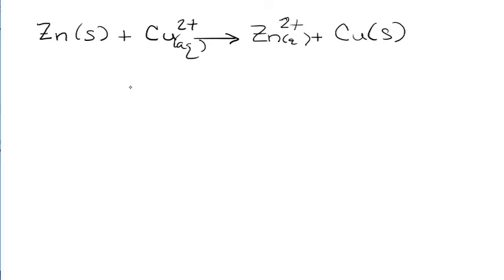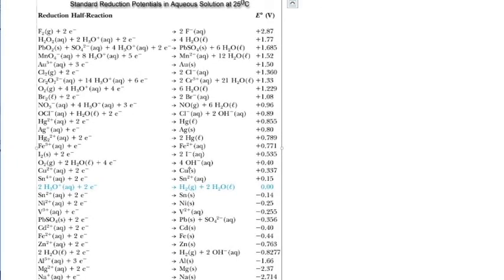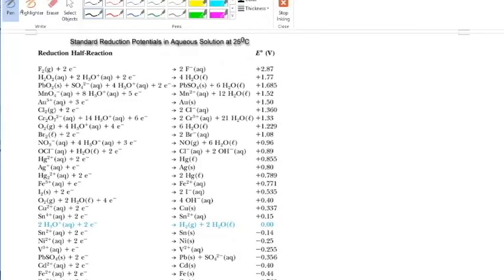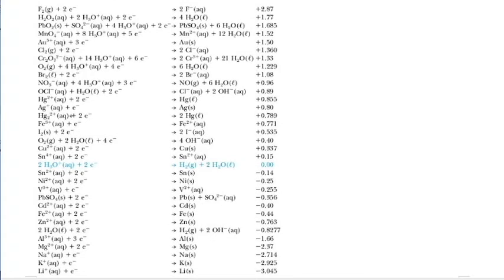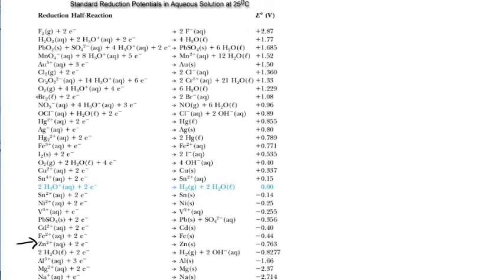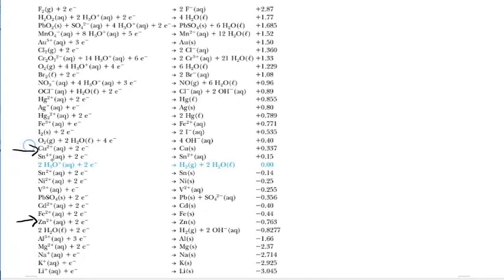In order to determine if this reaction happens or not, first of all, we need to look up a table of potentials, which are essentially voltages. So if you go to this table here, and this is a very standard table of reduction potentials, let's go ahead and scroll down to zinc here. So we have zinc right here. And we also have copper right here.